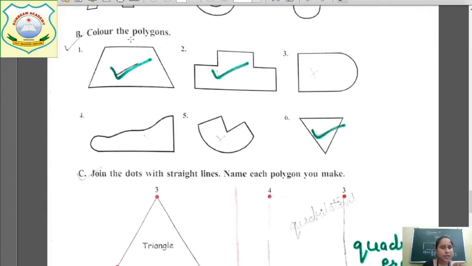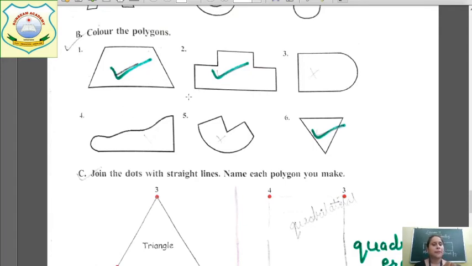Now come to question number B. Color the polygons. Here you have to color only the polygons. I have told you, simple closed figures that are made up of line segments are known as polygons. And the next property of polygons, how will you identify whether it is a polygon or not? It starts from the beginning point and it ends at the same point. They end where they start. So that is why they are known as polygons.